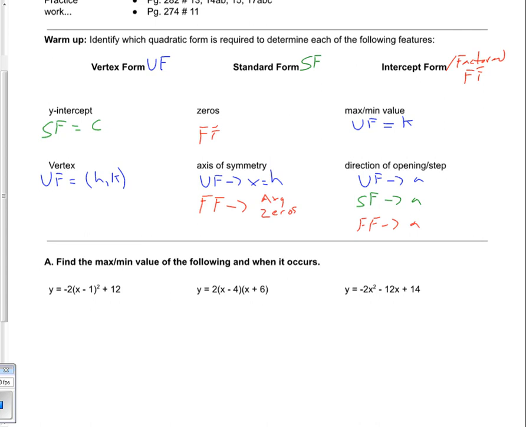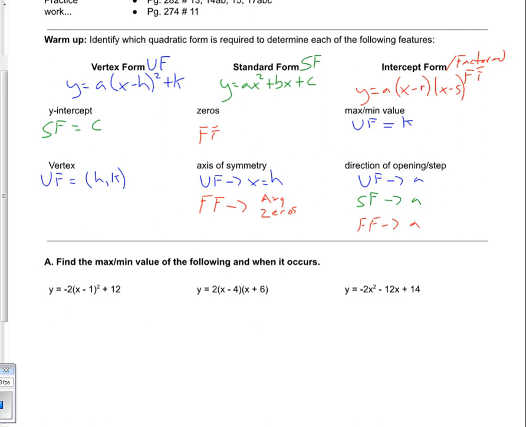So, knowing that, actually it would probably be helpful if I add in what those equations are. So, y equals a times x minus h squared plus k, that's the vertex form. Standard form is when y is equal to ax squared plus bx plus c. And finally, intercept form is y is equal to a times x minus r, x minus s. Okay.